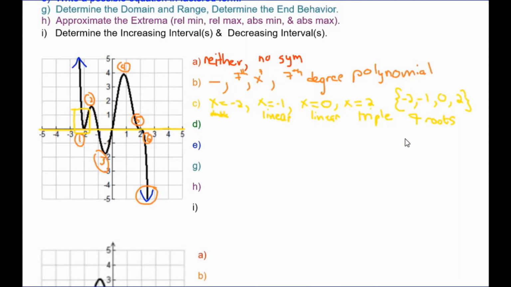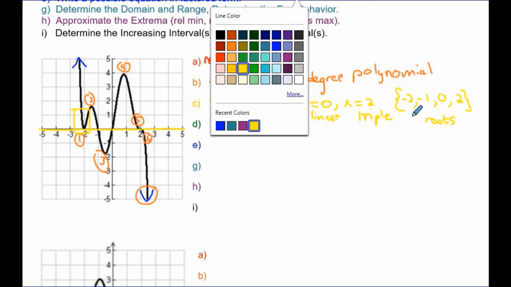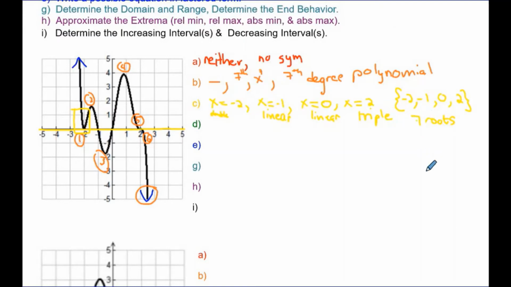Now, why is that important? Because of the next question that talks about the nature of the roots. And we've seen that question before, back when we were talking about quadratics. And there's actually a simpler way to do it. What you do is you look at the degree of the polynomial, and you look at how many roots there are. And if they match, then there are no complex roots. However, if they don't match, then you simply subtract and you can determine how many are complex.